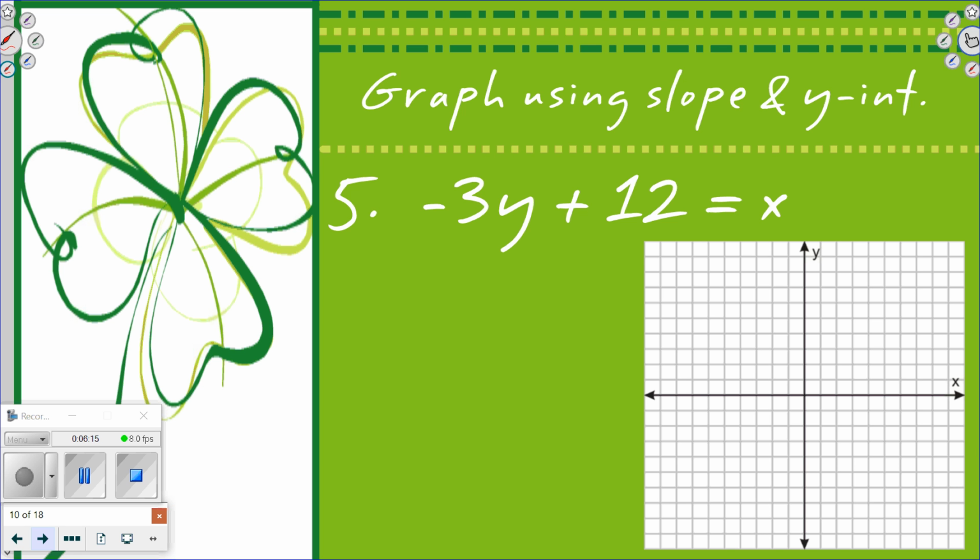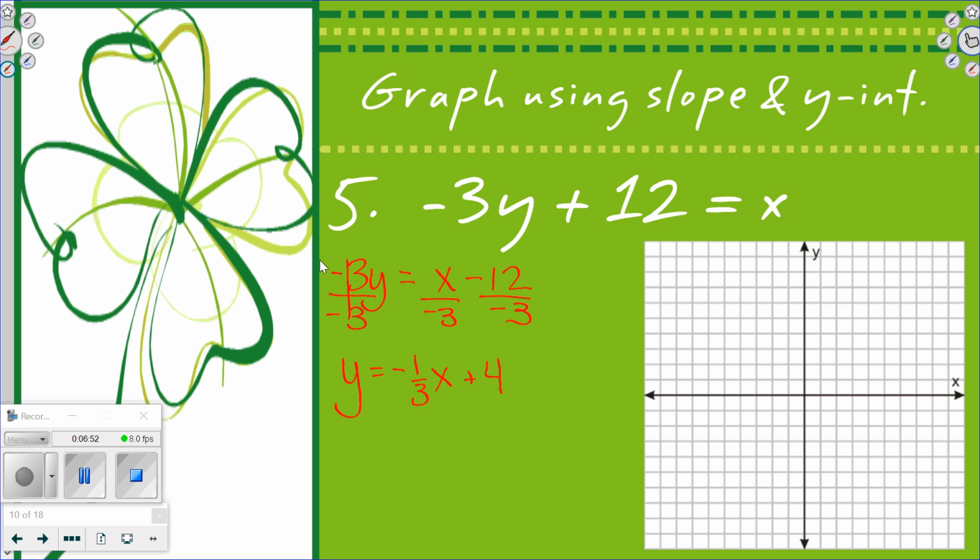So first I need to do what to that equation? I need to get y by itself. So I have negative 3y equals, what happens to 12 when I move it? It becomes negative 12. And then we divide everything by negative 3. So how do I write x over negative 3? Negative 1/3 x. And then negative 12 over negative 3 plus 4.